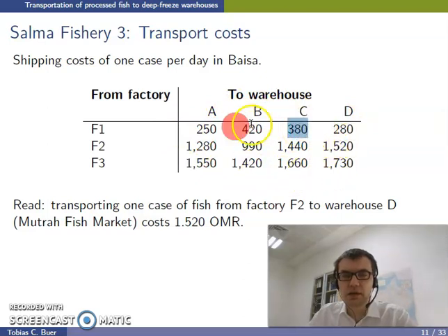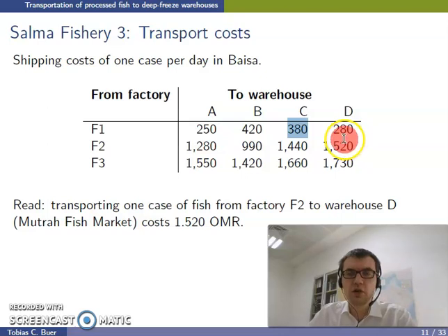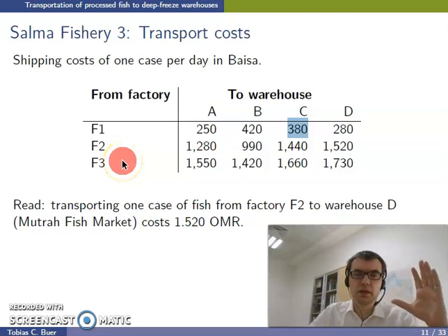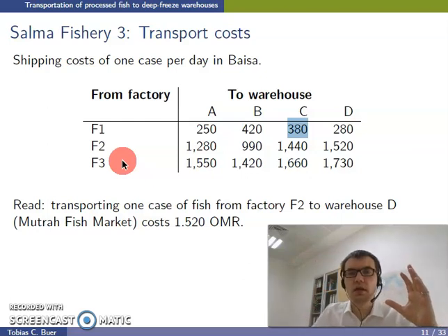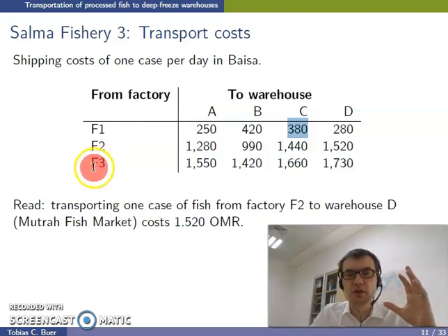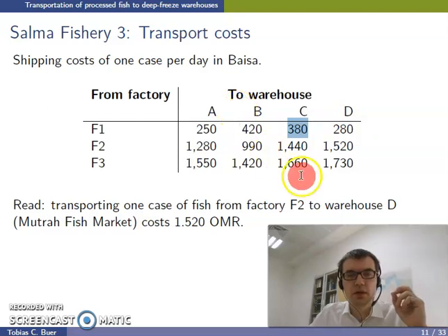Why are the prices different for transporting a case of fish? Of course, the prices mainly depend on the distance between a factory and a warehouse. This is the main cost driver. It appears that the distance between F3 and D is quite high, at least compared to the distance between F1 and D, though factory F1 seems to be closer to our customer D. Well, these are the prices.